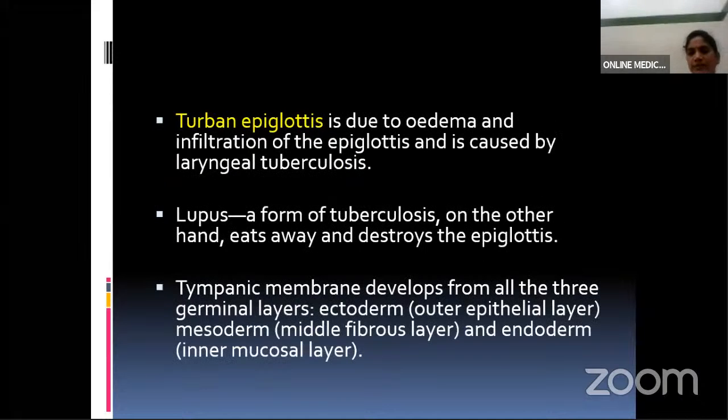Turban epiglottis is due to edema and infiltration of the epiglottis, and it is seen in laryngeal tuberculosis. Lupus is a form of tuberculosis. It again destroys the epiglottis. Lupus is seen in tuberculosis of the epiglottis.